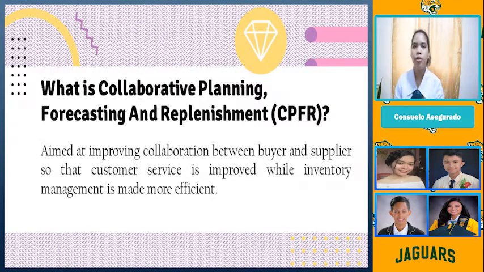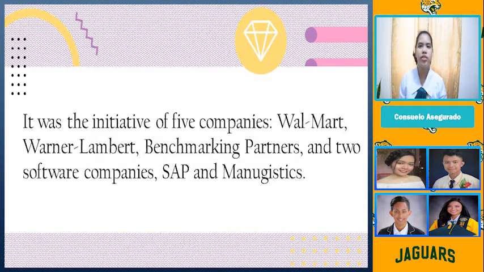aimed at improving collaboration between buyer and supplier so that customer service is improved while inventory management is made more efficient. So the CPFR movement originated in 1995. It was the initiative of 5 companies: Walmart, Warner Lumber, Benchmark Inc. Partners, and the 2 software companies, SAP and Manugistics. It began when both manufacturers and retailers realized that the lack of information sharing made relationships more costly than they needed to be. The experiences felt in the supply chains were unpredictable ordering patterns, excessive inventories, service failures, among others.